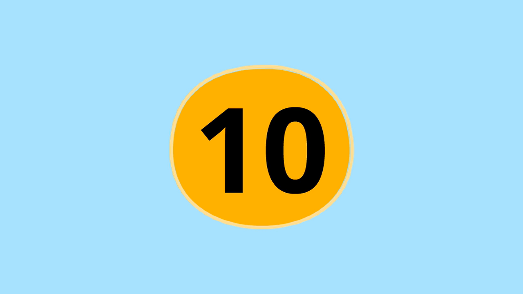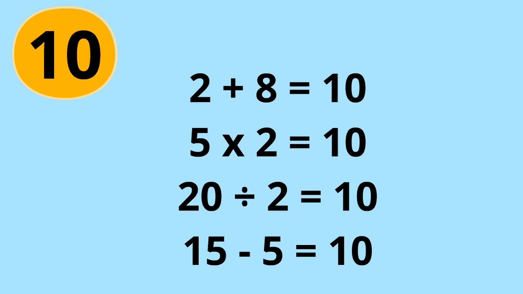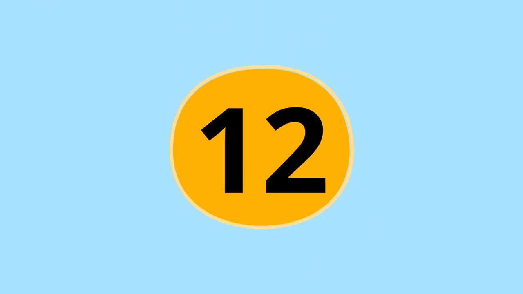So there were lots of different ones you could have come up with. You could have done an addition sum like 2 plus 8, a multiplication like 5 multiplied by 2, a division like 20 divided by 2, or a subtraction like 15 take away 5. Let's go again. Another number, slightly more difficult this time. Your number is 12. Can you give me 4 sums that make the answer 12?